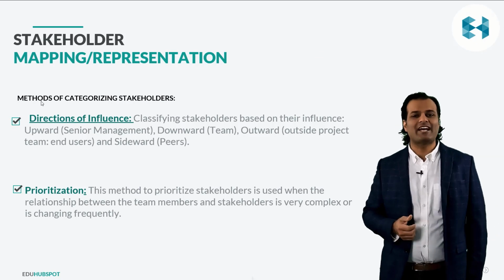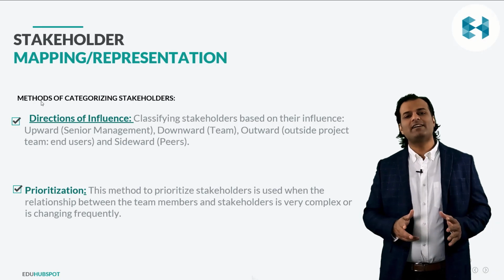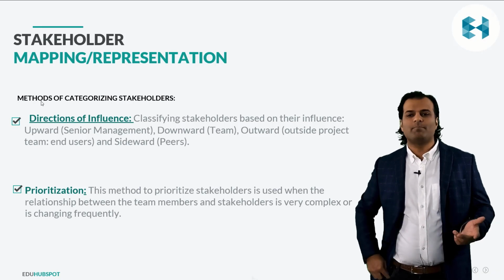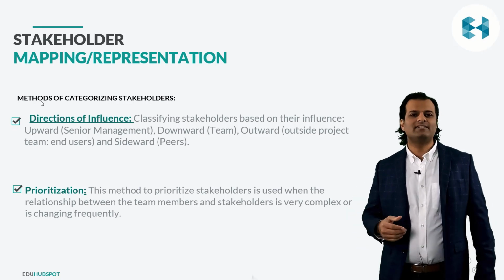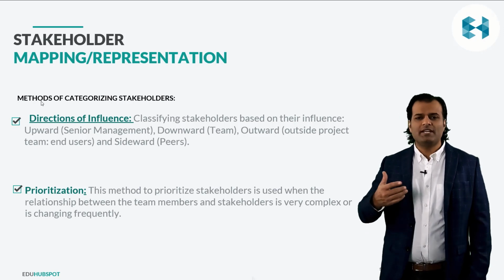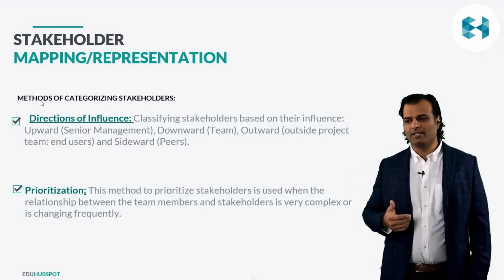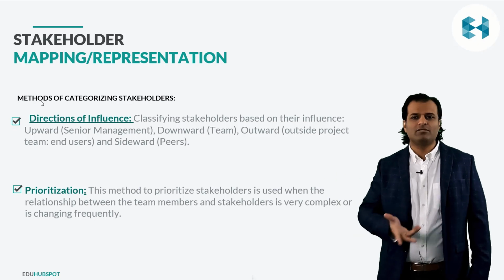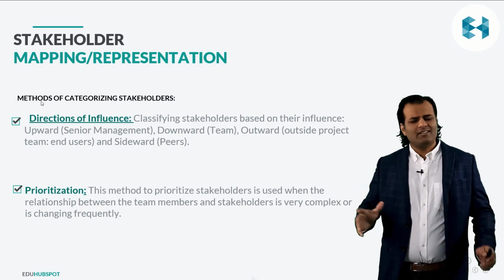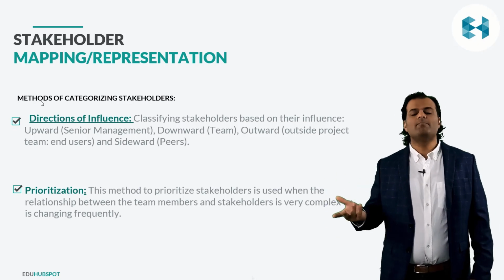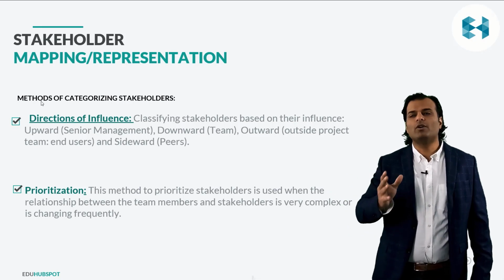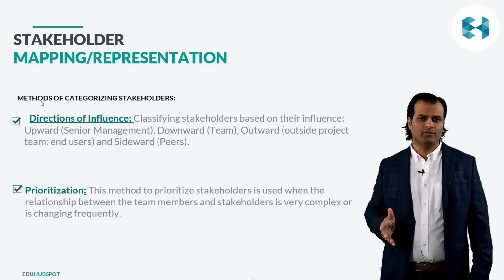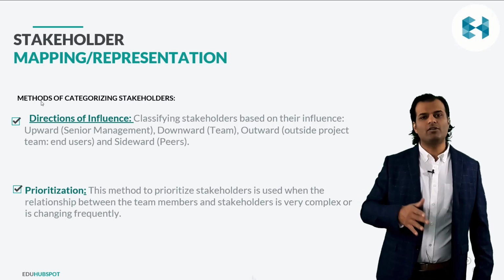And then of course we have prioritization. You classify the stakeholders based upon the priority. Priority in the sense that someone's requirement is pretty high, so that becomes high priority. Then someone's power is also taken into consideration. It all just depends upon what method you are using. What is the definition of priority for you? Is it requirements, or is it power, or is it something else?